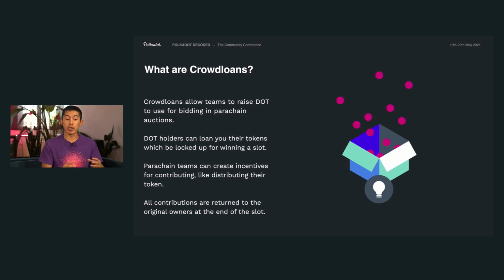To encourage users to loan tokens to them, parachain teams can create incentives. A common example of this might be distributing their own token to the Crowdloan participants. Of course, this is only a loan, right? So just like the auction process, all Crowdloan participants, all dot holders, will get back their original contributions at the end of the slot. We guarantee this with the logic on chain. Thus, participating in a Crowdloan is, again, just a cost of opportunity and something you definitely want to do.